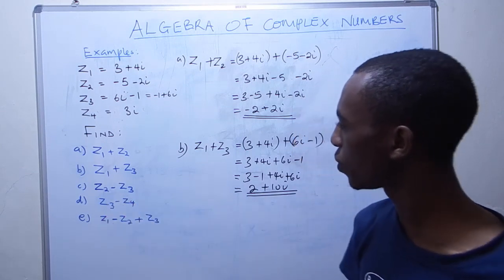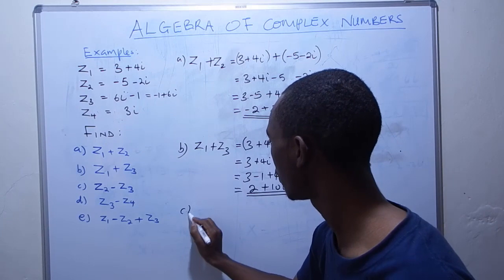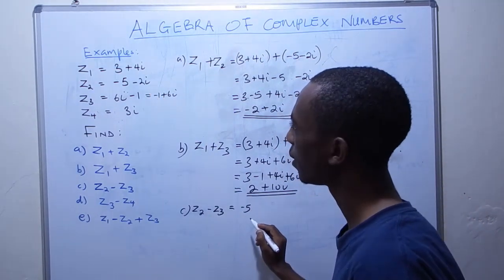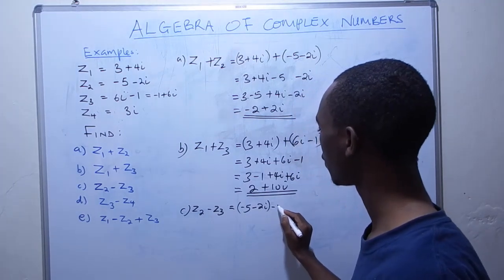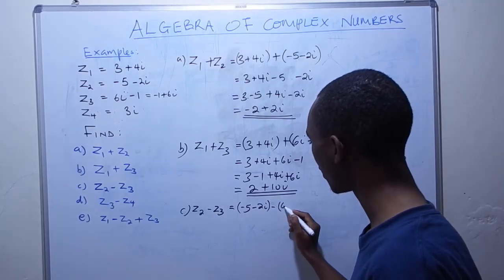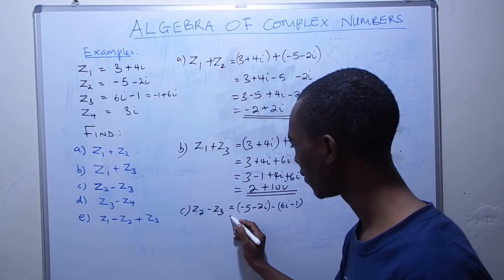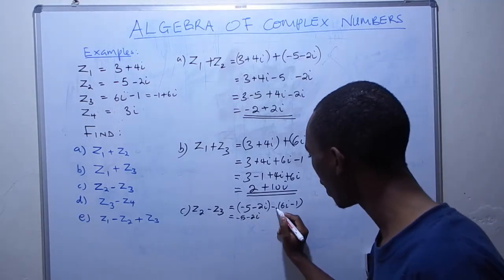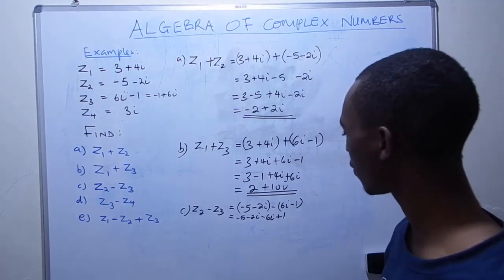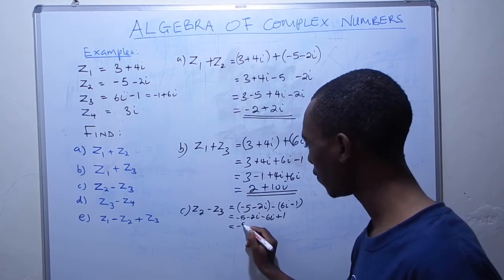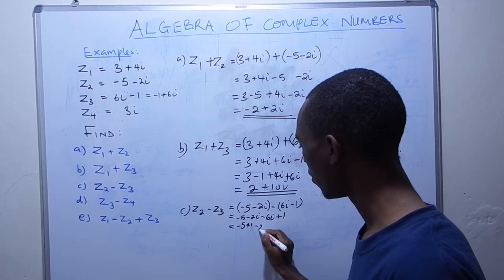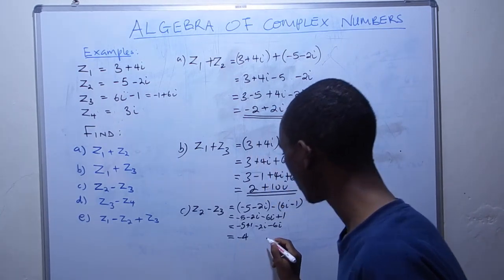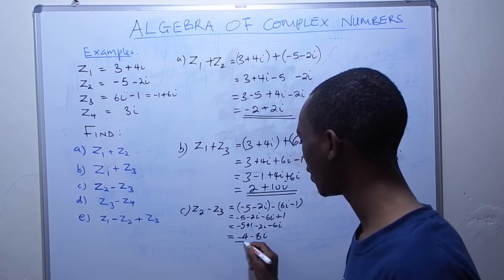Okay, let's go to the third. We have Z2 minus Z3. So that's part C. That's going to be Z2, which is negative 5 minus 2i, minus Z3, which is 6i minus 1, or negative 1 plus 6i. Alright, so let's open the brackets. We have negative 5 minus 2i minus 6i, and minus and minus, so that becomes plus 1. And then if we collect like terms together, we have negative 5 plus 1, minus 2i minus 6i, and finally we have negative 5 plus 1, that's negative 4, and then negative 2i minus 6i, that's negative 8i.